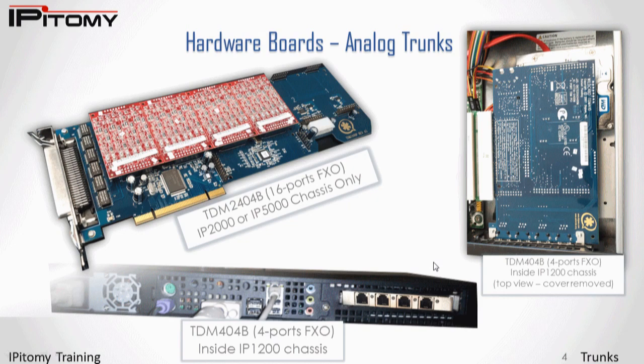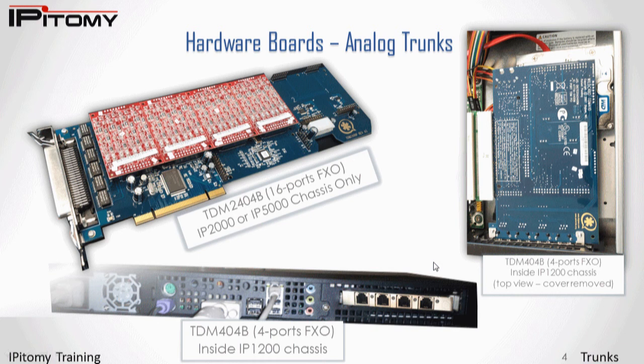PSTN POTS lines or CO lines are connected to your IPitomy IP PBX using Digium hardware boards. These are available from IPitomy in 4, 8, 16, or 24 port configurations. It is rare, though, that 16 or 24 port cards are sold, since it is usually much more cost-effective to deploy PRI digital trunks for high circuit capacities. Digital is always the desired trunk method regardless of capacity, since a broad range of features and better performance are possible with digital connections. The analog boards shown are the 4-port and 16-port boards.